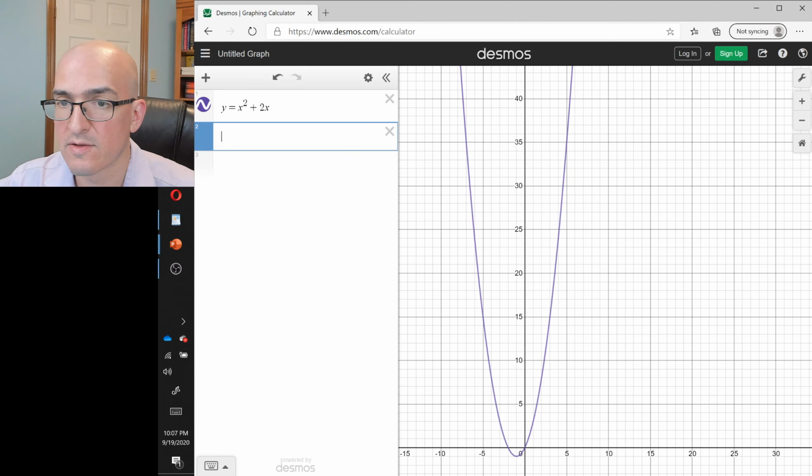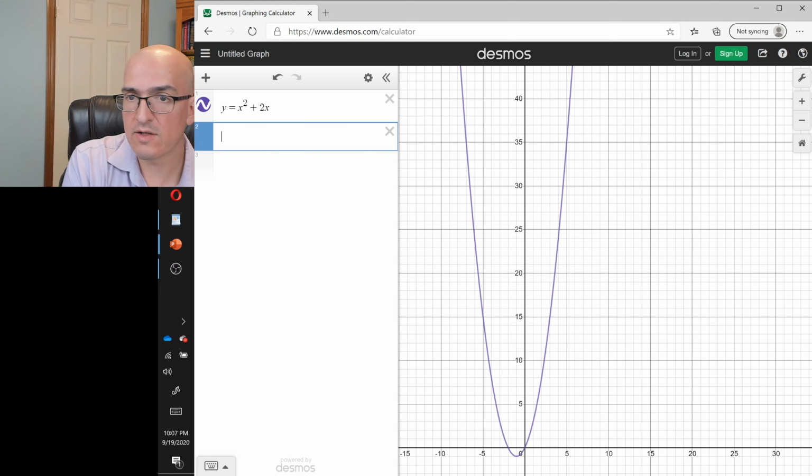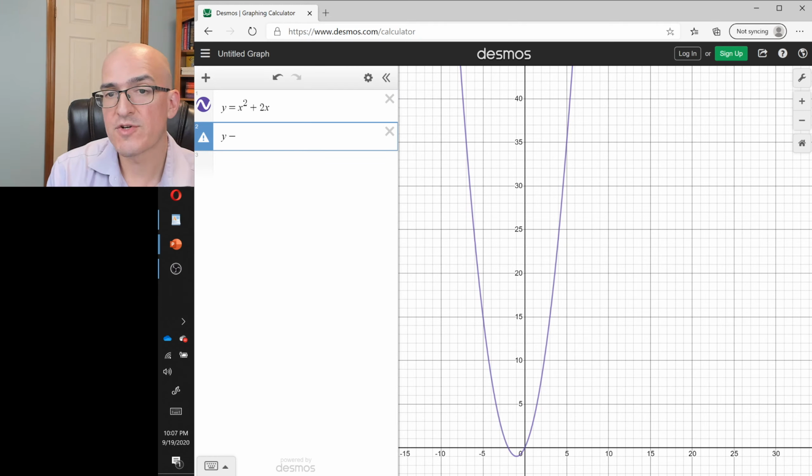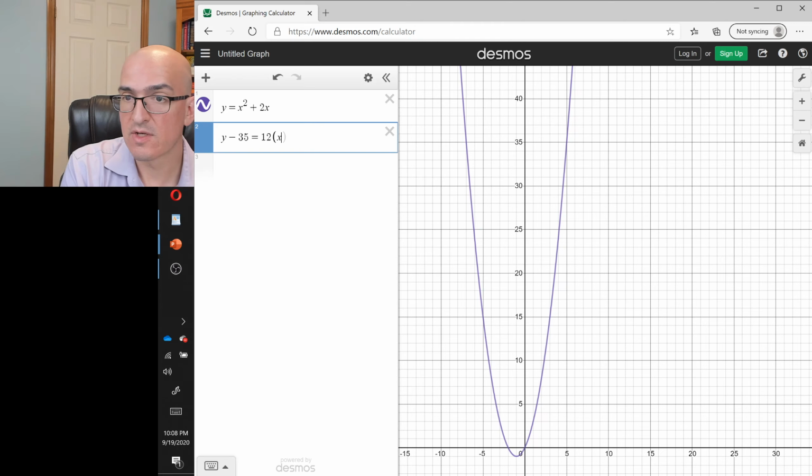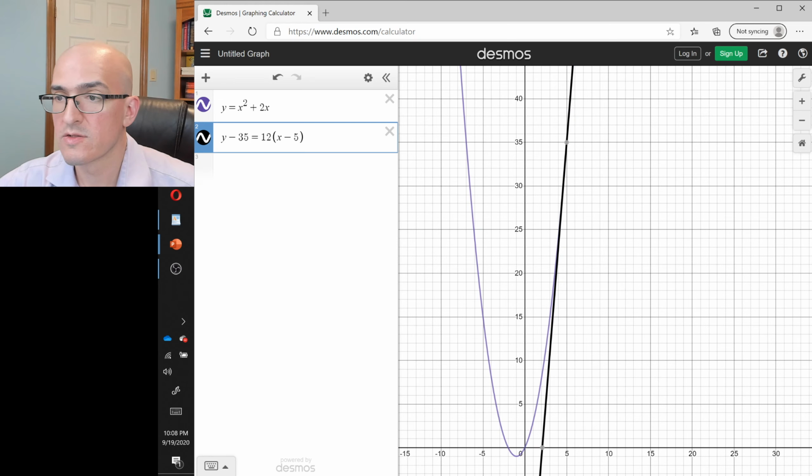Then I'm going to put in the following line: y minus, I'm going to plug 5 into the original function to get the y value. So 25 plus 10, so 35. y minus 35 equals the slope that we just found, which was 12, times x minus 5. So what we just found is that black line.